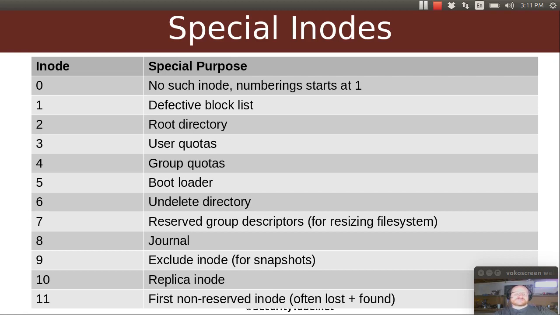7 is used for reserved group descriptors. Recall from some earlier discussions that you can reserve group descriptors for resizing a file system. 8 is something pretty important. It's the journal for a journaling file system, assuming it's not external. And then 9 is an exclude inode if you're doing snapshots. 10, replica inode. And 11 is typically the first non-reserved inode. And most often, what you will find there is the lost and found directory.